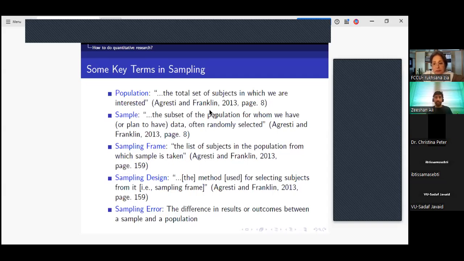The third key term is the sampling frame. The sampling frame is basically the list of the objects in the population from which we want to draw the sample. The method that we use to draw the sample is called the sampling design. And the last term to keep in mind is sampling error, which is just the difference between the results or outcomes of the sample and the population.